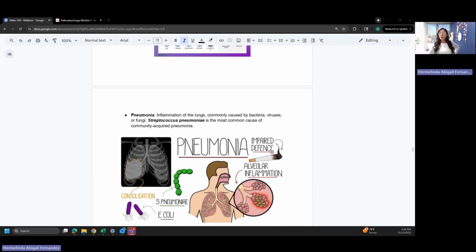Pneumonia. So pneumonia, this is inflammation of the lungs, commonly caused by bacteria, viruses, or fungi. Okay. So Streptococcus pneumoniae, this is the most common cause of community-acquired pneumonia. I know you guys learned this in microbiology, so make sure you remember this.